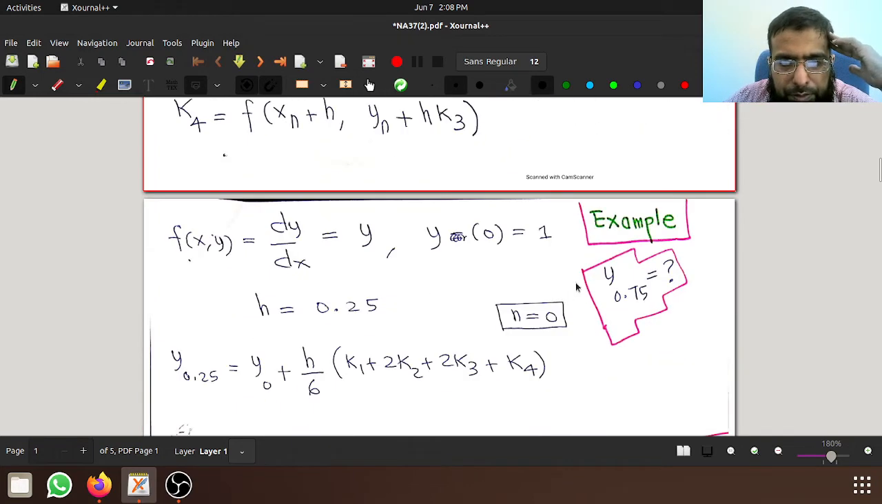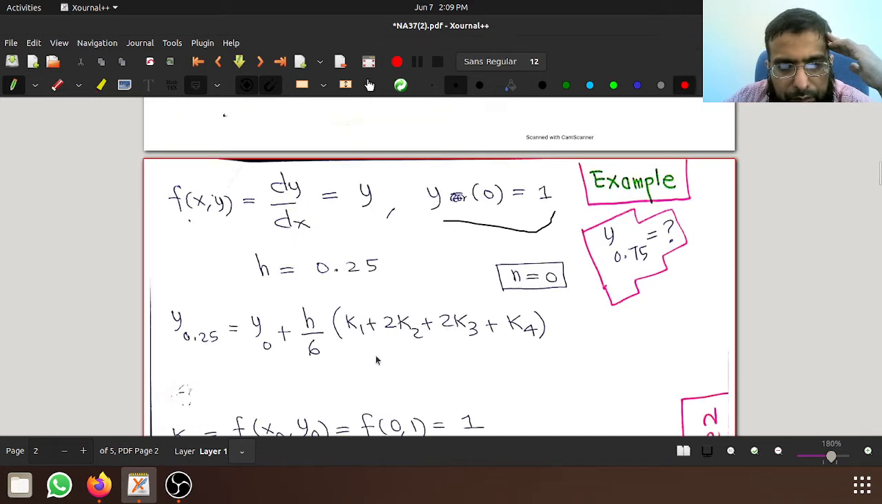Right, so let's solve an example where f of x, y, that is dy by dx, is given to be equal to y, and this is the initial condition, y of 0 is 1. A small step size h is also given to be equal to 0.25, and we are asked to compute y of 0.75 given y of 0 is 1.